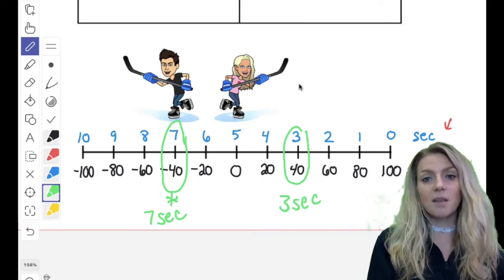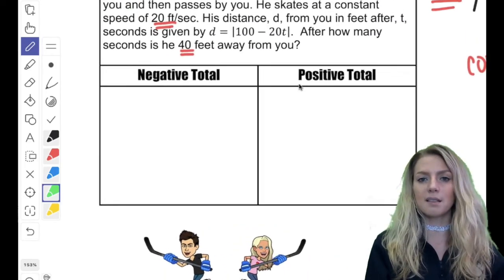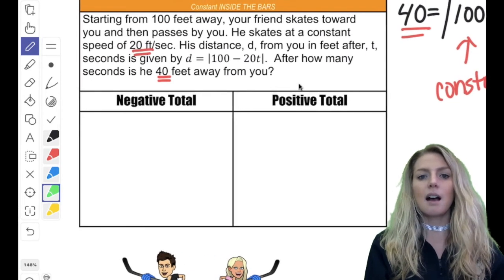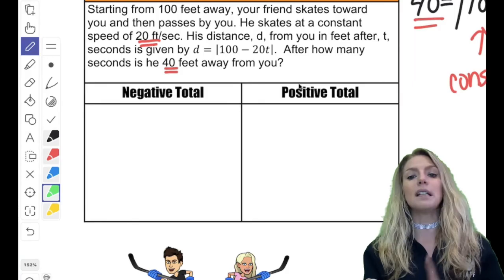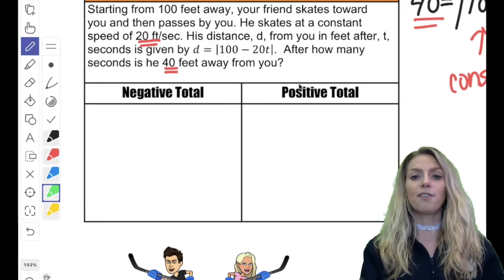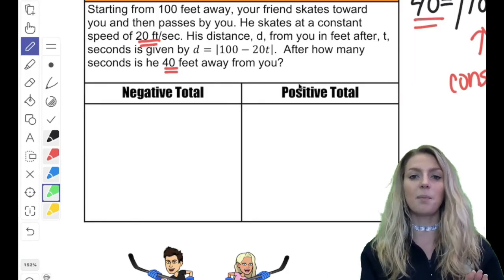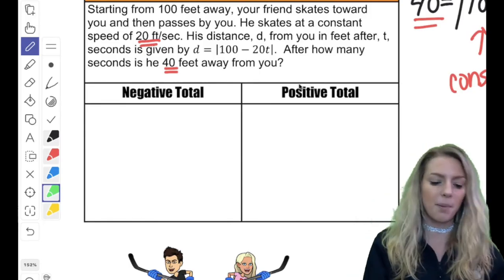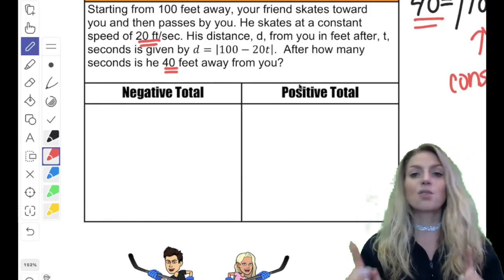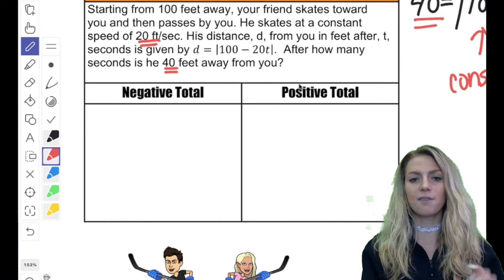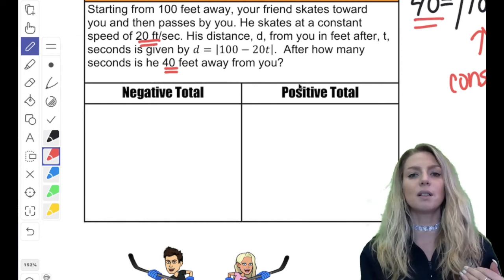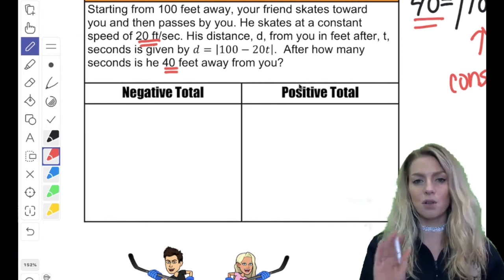So I'm going to do the same exact thing I've been doing for all the rest of the absolute value equations. I'm going to have a positive total and a negative total. And since I see that there's nothing outside my bars that I have to worry about, I'm going to drop my bars. Remember, don't forget to drop the bars. You have to drop the bars. If you don't, sometimes the negative total would have no solution, so be careful.